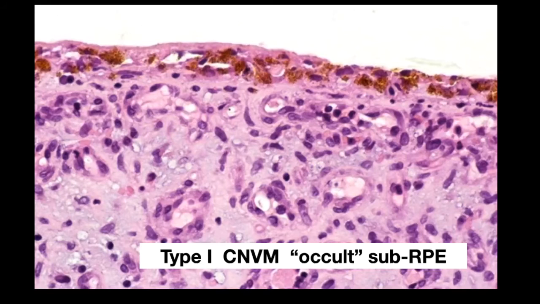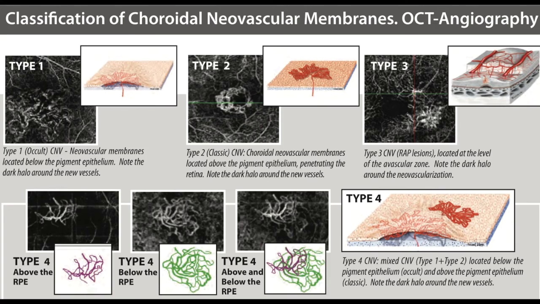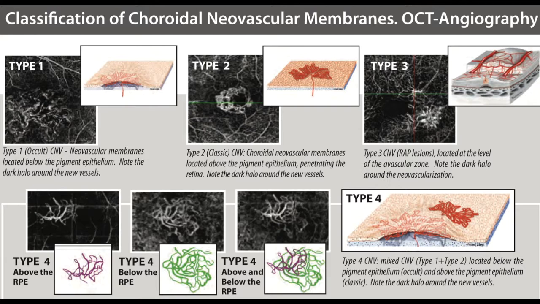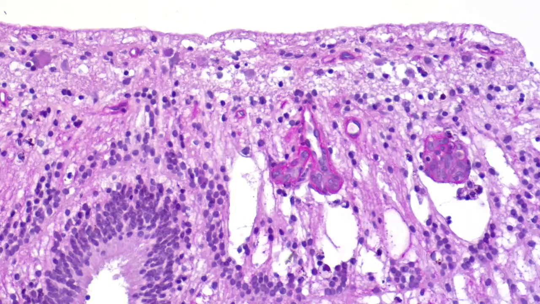An occult type 1 sub-RPE membrane is seen in this photomicrograph. Class 2 or classic membranes are located in the subretinal space anterior to the RPE and are well demarcated on angiography. Type 3 retinal angiomatous proliferations, or RAPs, initially are thought to form in the deep capillary plexus of the retina and then invade the subretinal space, where they may form retinal choroidal anastomoses.